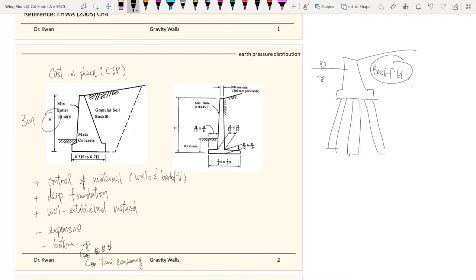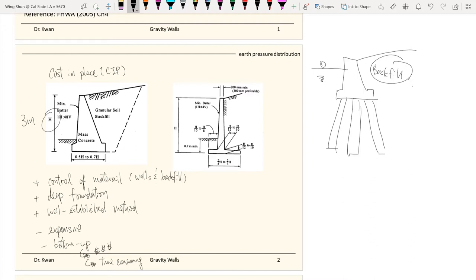For special projects that need deep foundations, you may have exceptional cases where you can go higher. The limitation is just a rule of thumb, and for sure you can overcome it if your budget allows. You can stabilize your cut with soil nails or many different techniques, as long as your project can cover it. But for a typical project, the height of a gravity wall will not be more than 3 meters.